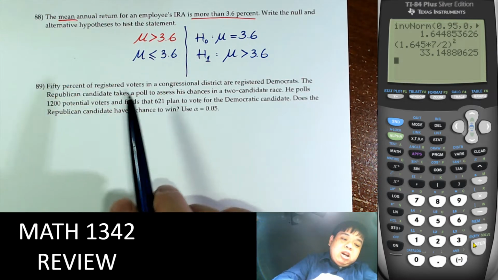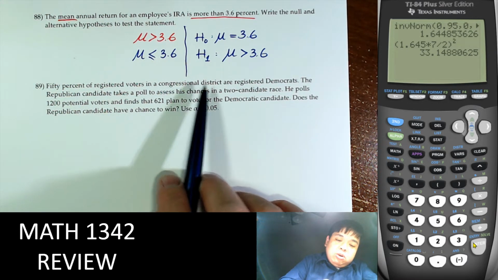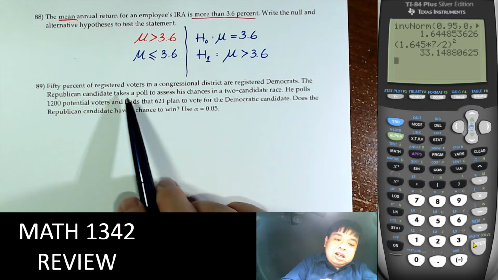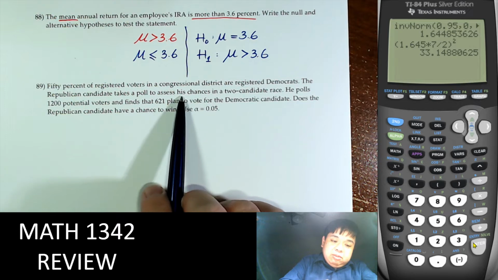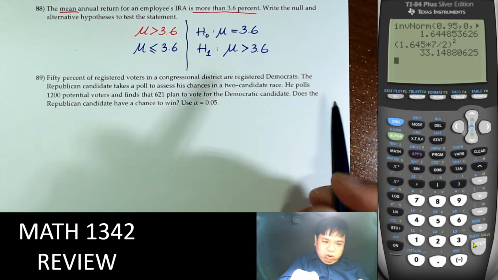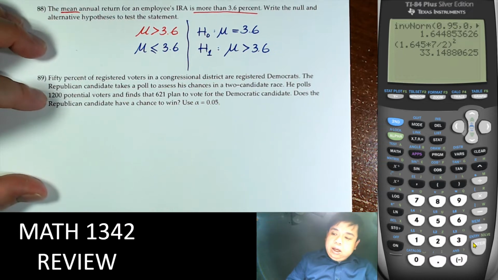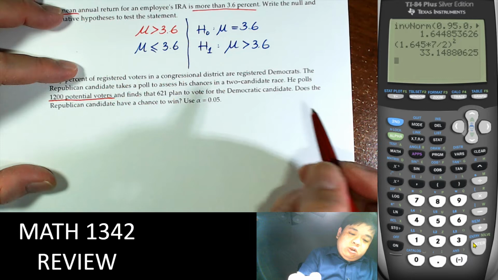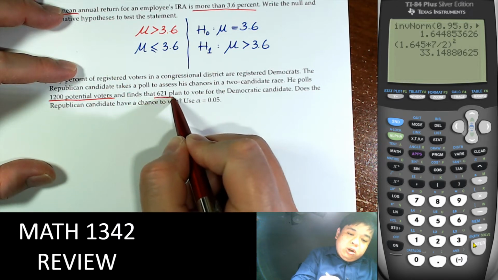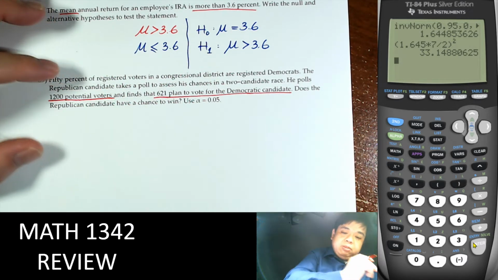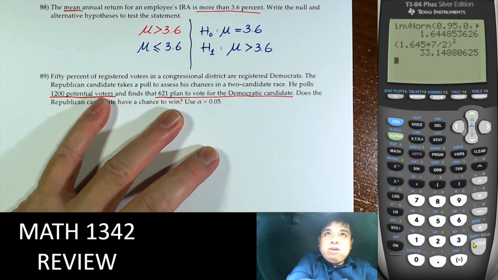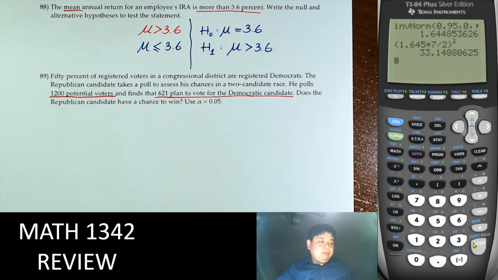50% of registered voters in a congressional district are registered Democrats. The Republican candidate takes a poll to see how he's going to do. So we polled 12,000 potential voters, and then 621 vote for the Democratic candidate. Does the Republican have a chance to win? Use alpha of 0.05.